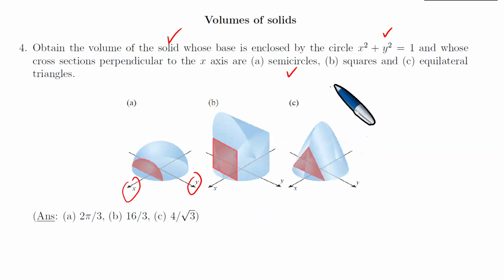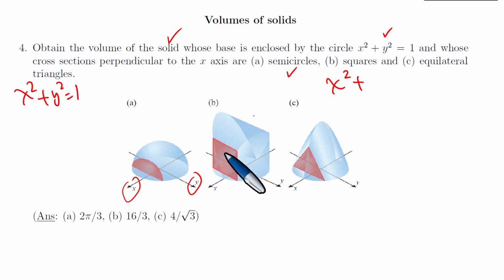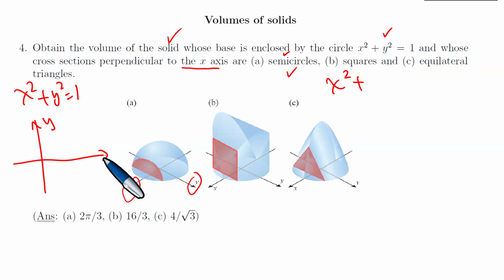If you look at this circle here, it is x squared plus y squared, that is the circle. And then you're looking at the semicircles, whose cross sections are perpendicular to the x-axis. If you look at the cross section, this is y and that is x. The cross sections perpendicular to the x-axis are semicircles. You have the semicircles there, perpendicular to the x-axis. The cross section becomes a semicircle.